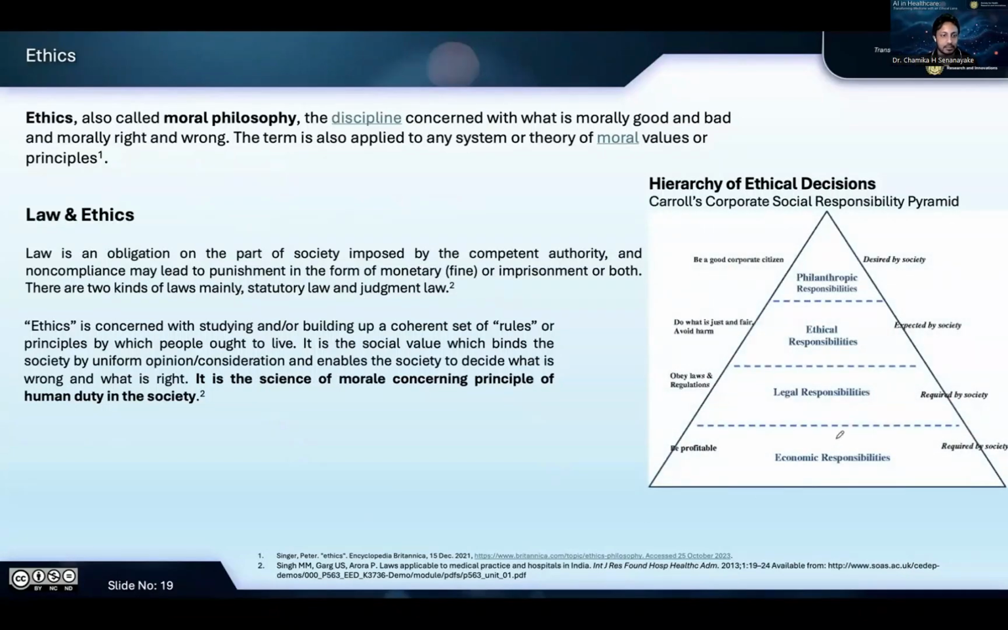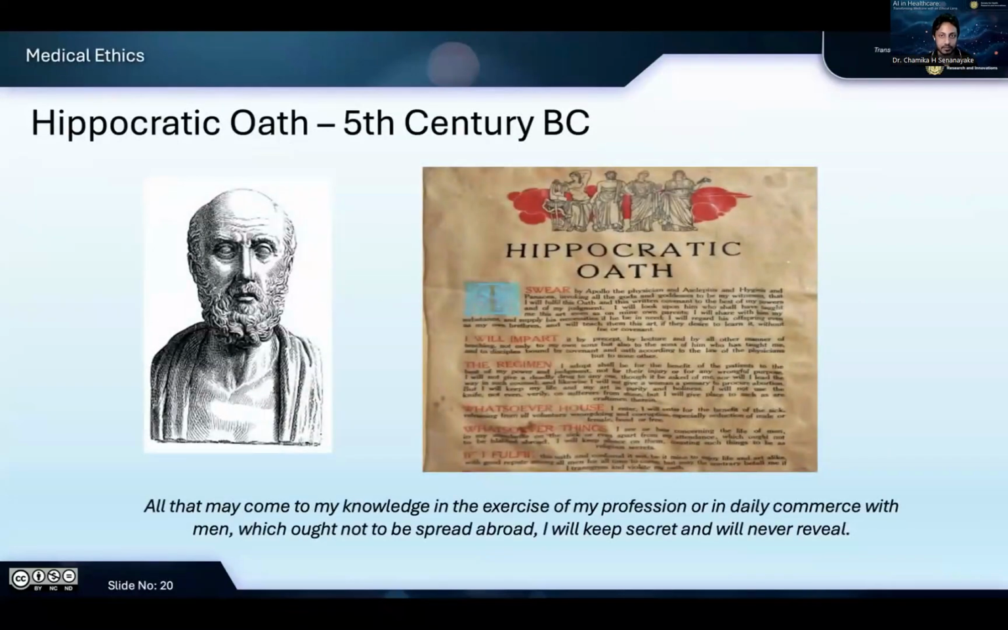So there's a hierarchy of ethical decisions. For example, in the bottommost levels, like Maslow's hierarchy of needs, it has the economic responsibilities. Then legal responsibilities are there. The ethical responsibilities come above the law and economic responsibilities, so be mindful about that. And above that come the philanthropic responsibilities. I think as medical doctors, we are obliged to this.